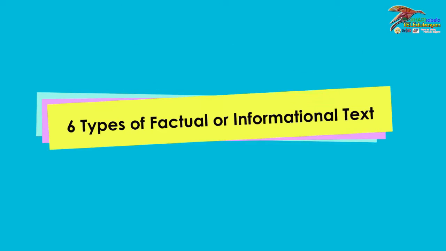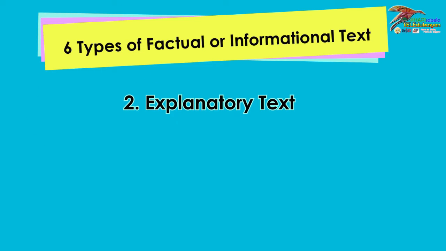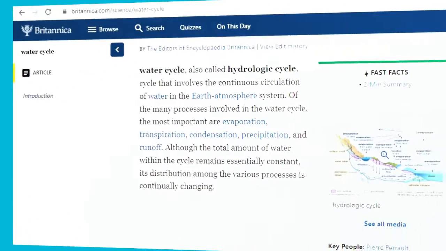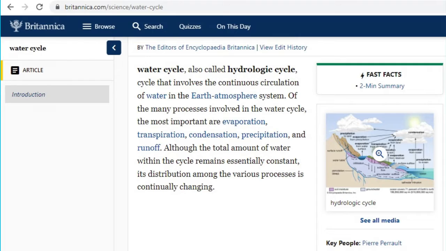Another type of informational text is explanatory text. Explanatory text is a factual or informational text that explains to the reader a process of how something works or why something happens. An example of explanatory text is the explanation on how water cycle works in the Earth atmosphere system.